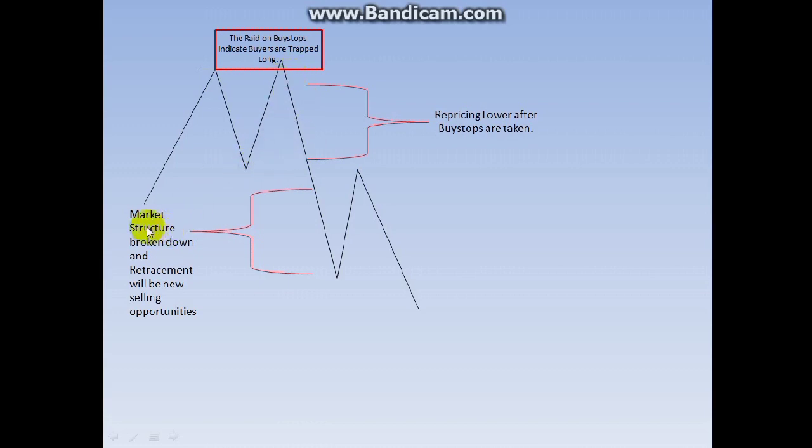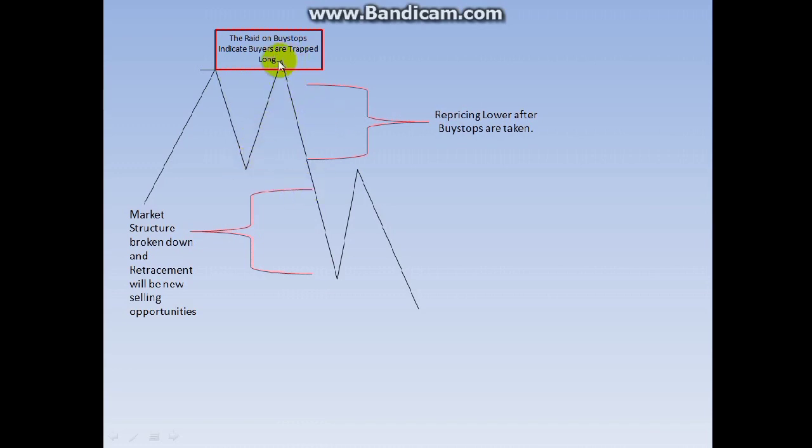Then eventually they saw the market structure broken down, right? When this old low was taken out, they are going to be like, okay, so it's repricing lower after buy stops are taken. So these are the clues that come together when a breaker block is being formed.